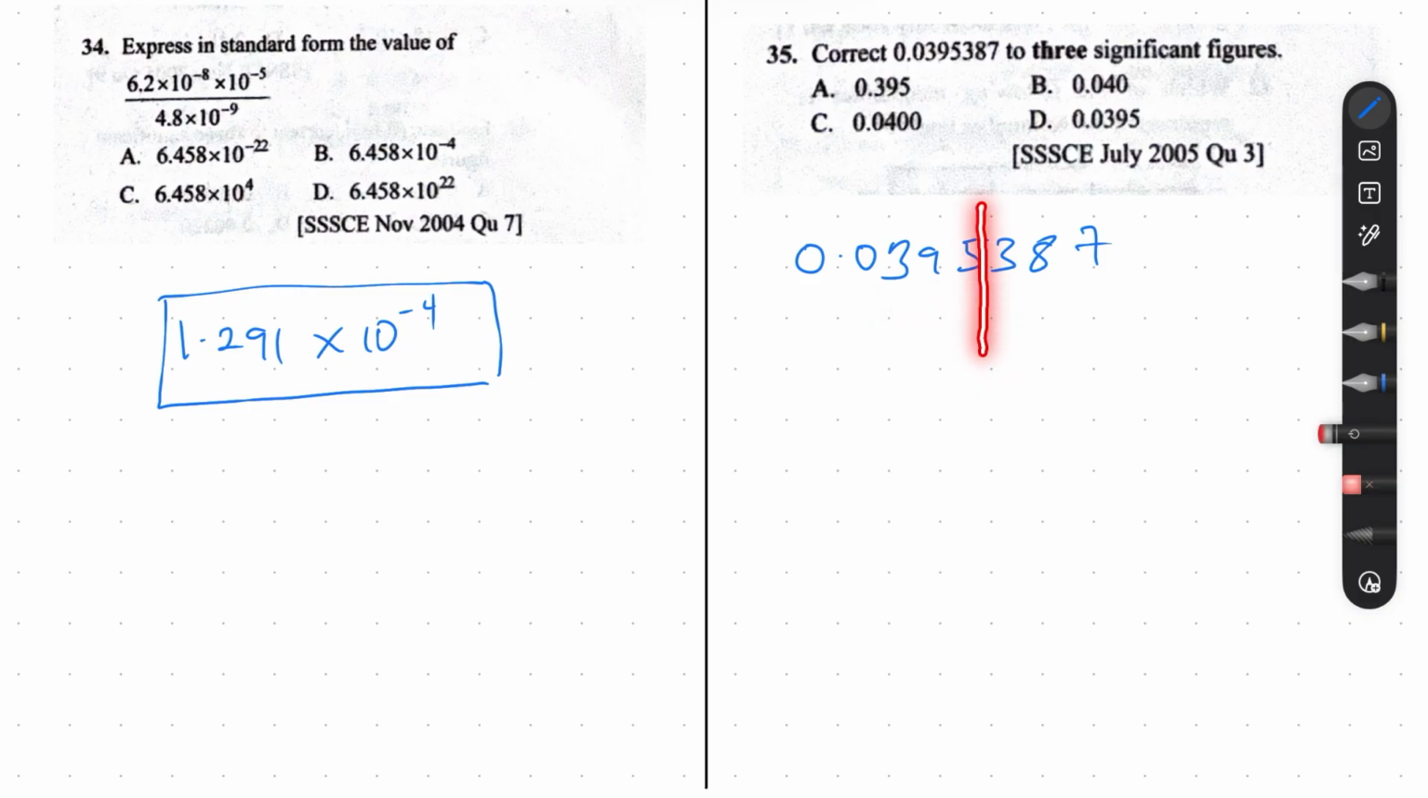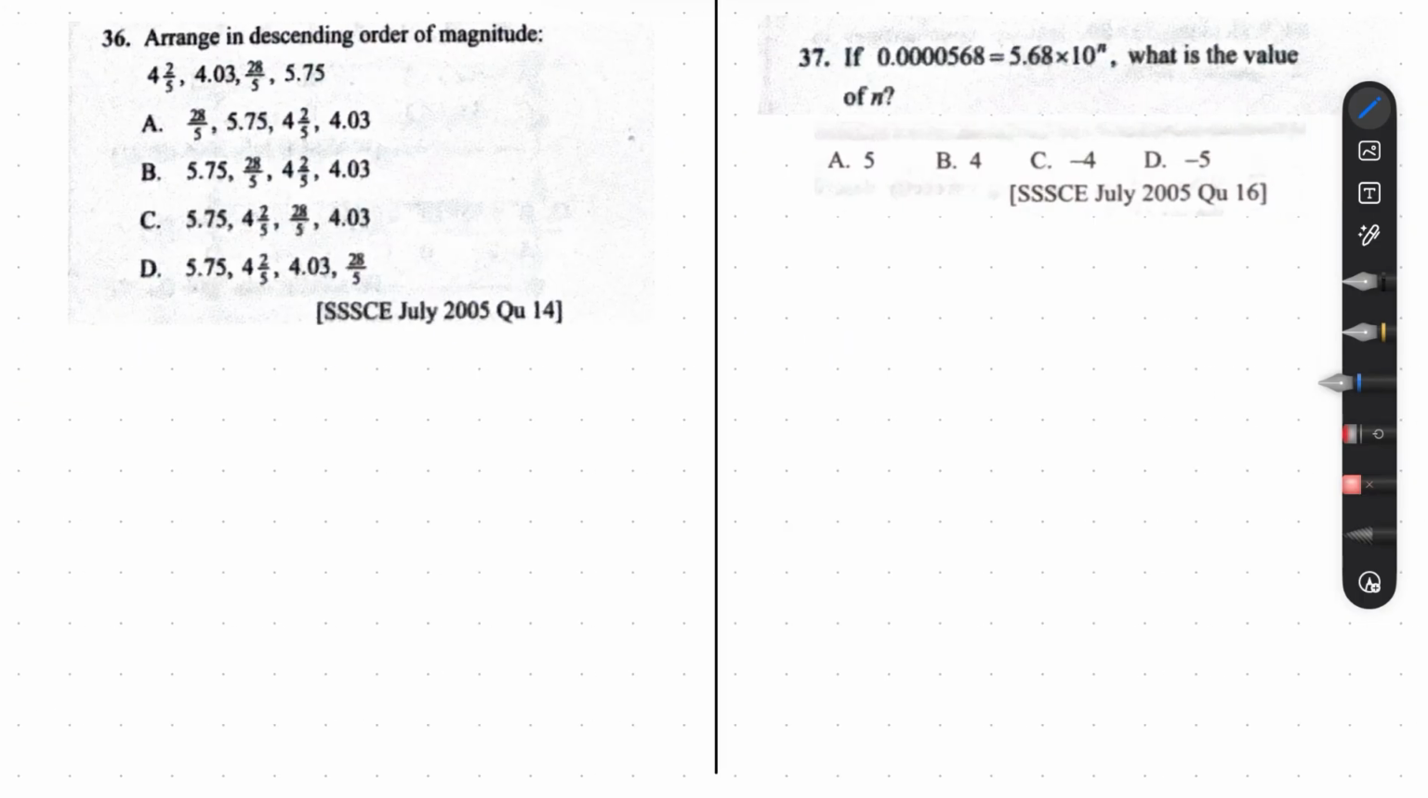Now the number after that digit is less than 5, so we can't round up, so we have to leave it like that. 0.0395. That would be our answer. So let's write it down: 0.0395 to 3 significant figures. So our answer is A. Cool.